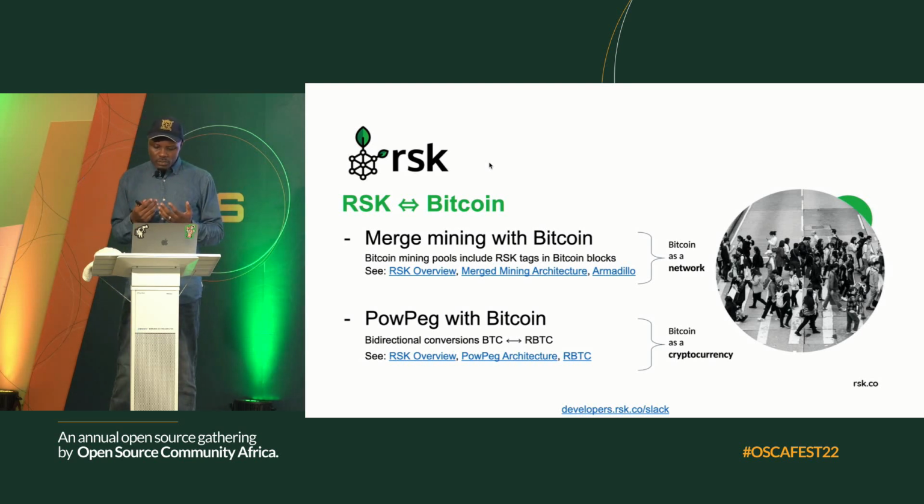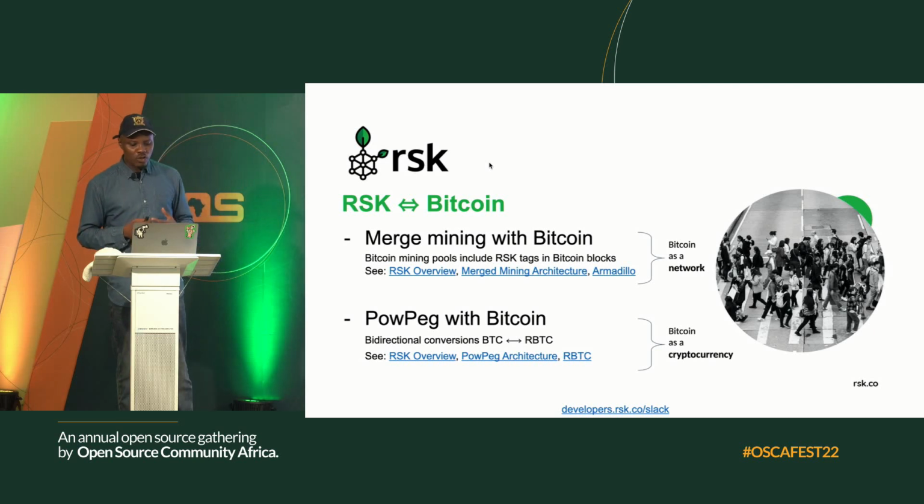So it does something called merge mining, which I've explained, where Bitcoin miners include summaries of the change in state of the RSK blockchain within Bitcoin blocks. RSK is the most successful merge mined project with Bitcoin, having attracted more than half of all Bitcoin mining hash power. So half of the people who mine for Bitcoin mine for RSK.